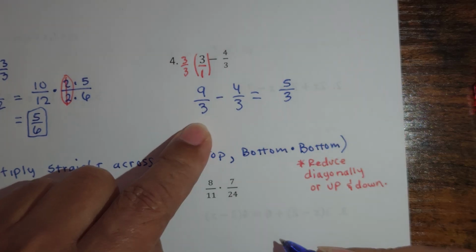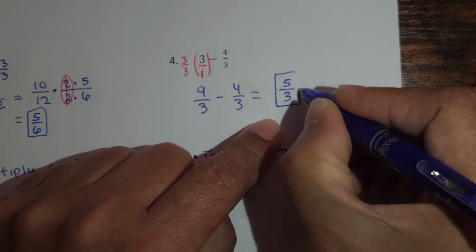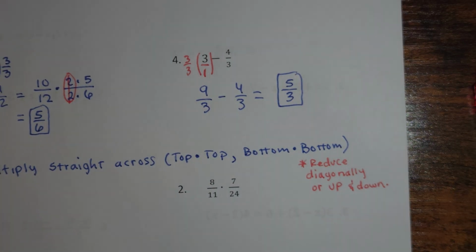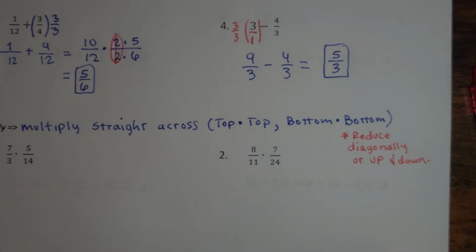And we have the same denominator. 5 is prime, 3 is prime. This cannot be simplified any further because 5 and 3 are prime. They have no factors in common by definition of prime numbers. So that's the answer to that one.